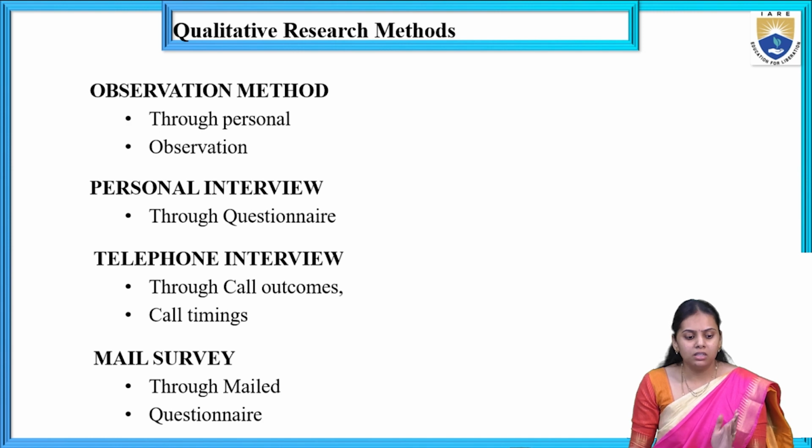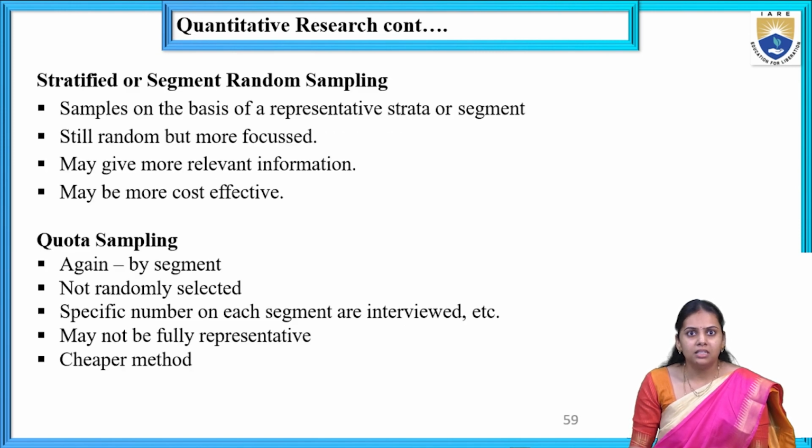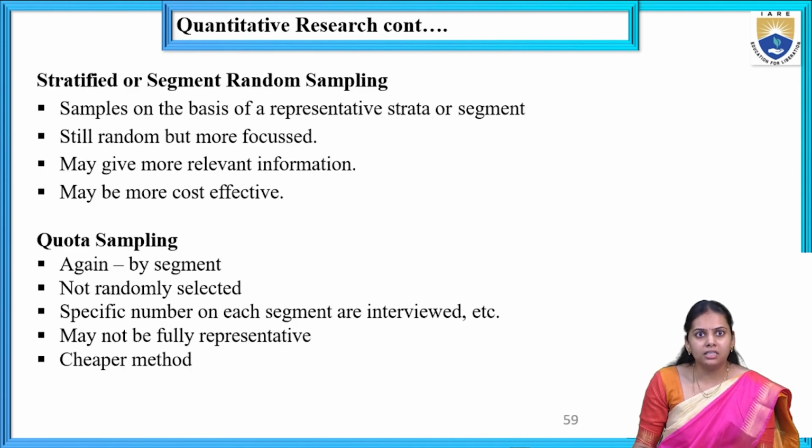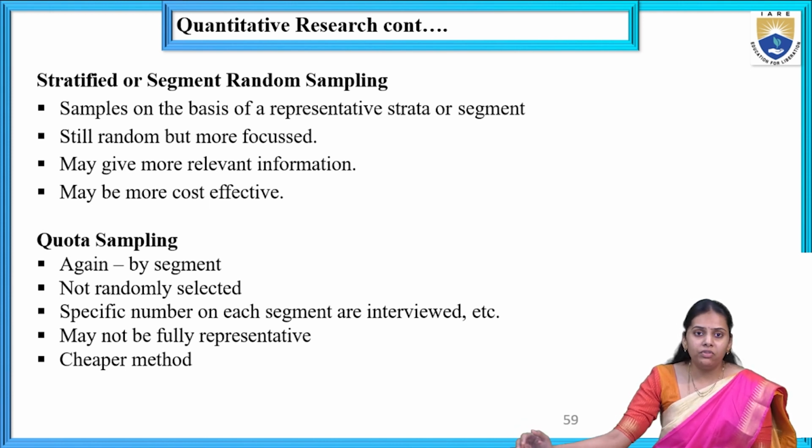Again, it includes mail surveys, even through mail, which includes questionnaires. Whereas quantitative research includes stratified or segment random samples. Quota sampling is nothing but sampling by segment, not randomly selected. A specific number in each segment are interviewed, so it may not be fully representative, and it is a cheaper method.